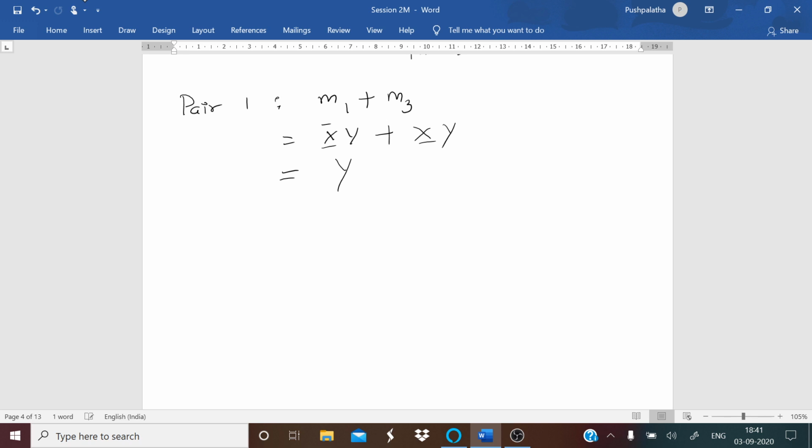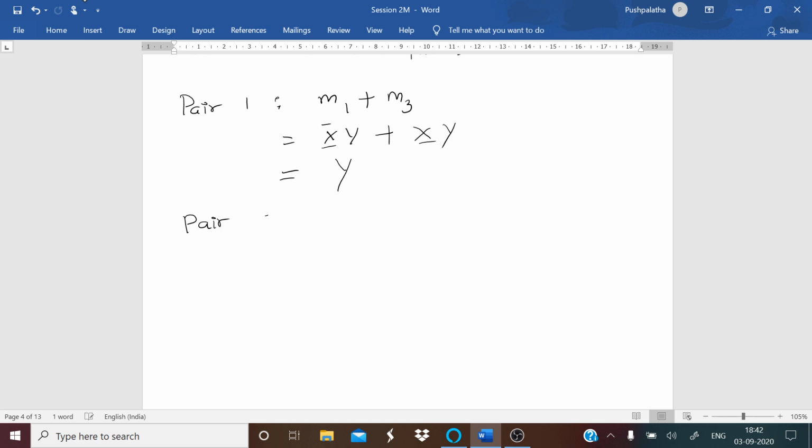Whereas in a quad, 2 variables will be removed. Quad means you'll have 4 cells there, right? So 2 variables will get removed. Whereas in your octet, 3 variables will get removed. Okay, so that is how you are going to identify how many variables will be deleted. So this is for pair 1.